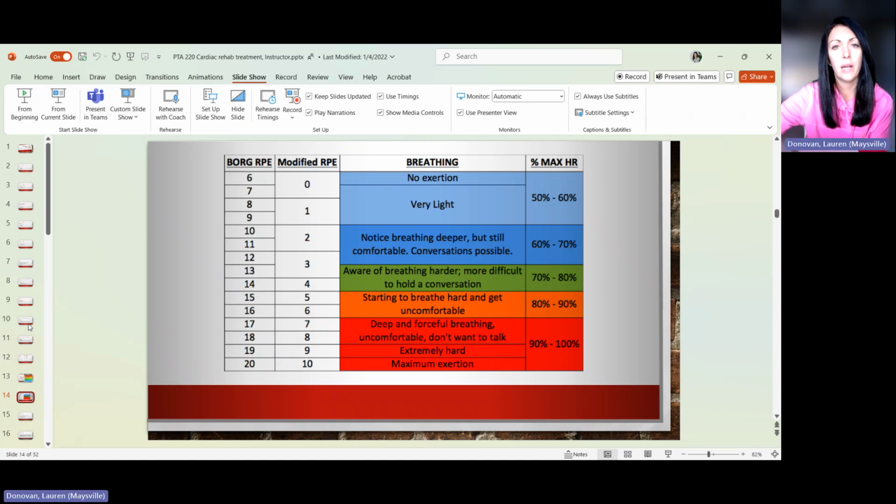And here's a comparison between the Borg and the modified RPE together, which I really like because it also shows you the percentage of max heart rate. So 50 to 60% of your max heart rate should line up with the Borg and modified RPE. And it goes on and on. Maximal heart rate is going to be 220 minus their age, and getting 60 to 70% of that, but you could also use the Karvonen formula.